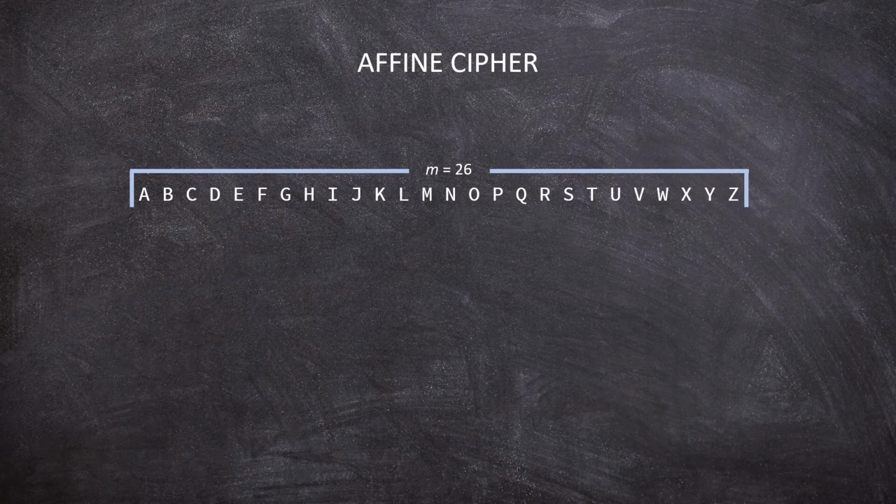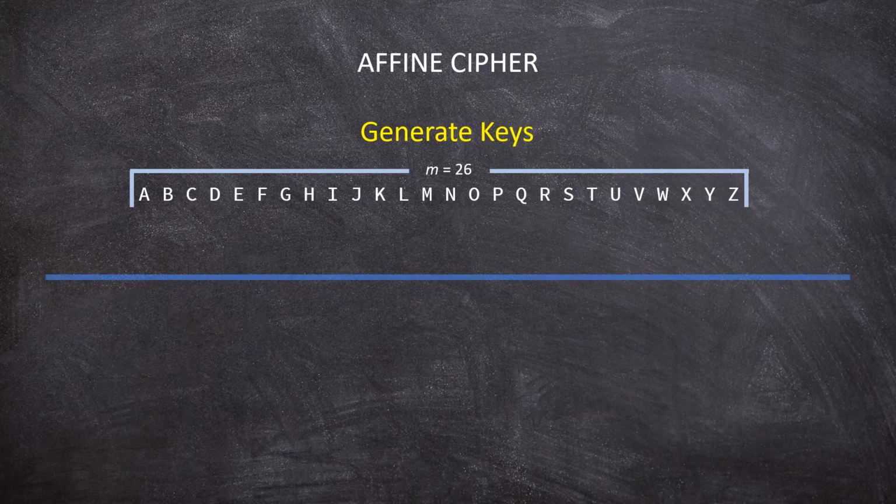Once we've decided the alphabet, the next step in the encryption process is to generate the encryption key. The key is separated into 2 parts and is represented by the values stored in A and B. We can choose whatever number we want for both keys, so long as they both follow a set of rules.